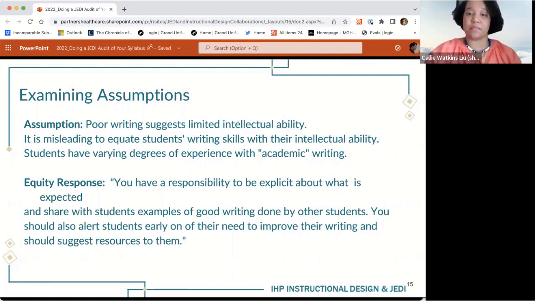You should also alert students early on if they need to improve their writing and should suggest resources to them. So instead of it being like, oh, I'm seeing challenges and we just kind of let everything drop, it's, oh, okay, what resources do we put in? How do we let people know early on? And how do we kind of open conversations to have room for improvement? So it doesn't just have to be a zero sum. So I think a very common assumption, again, that can be built into a syllabus, and ways that we can actually counteract that, really being explicit, providing resources, and by identifying channels of how we're going to be giving feedback. And do the next one.